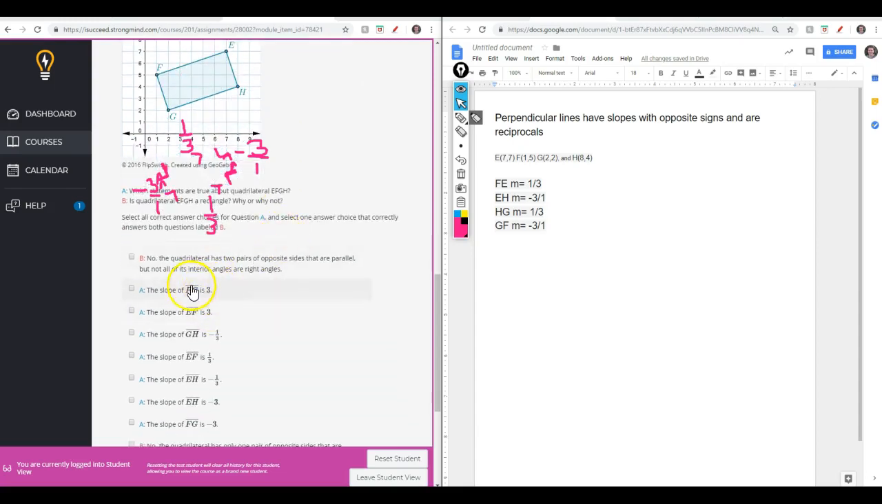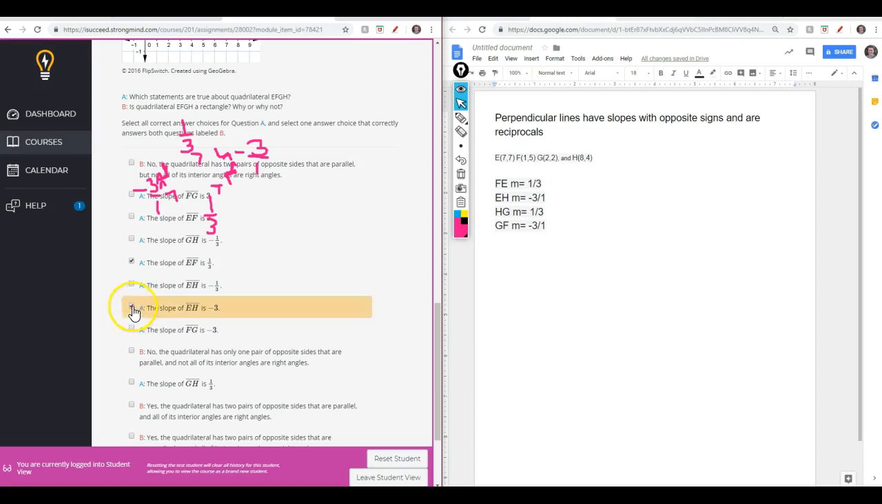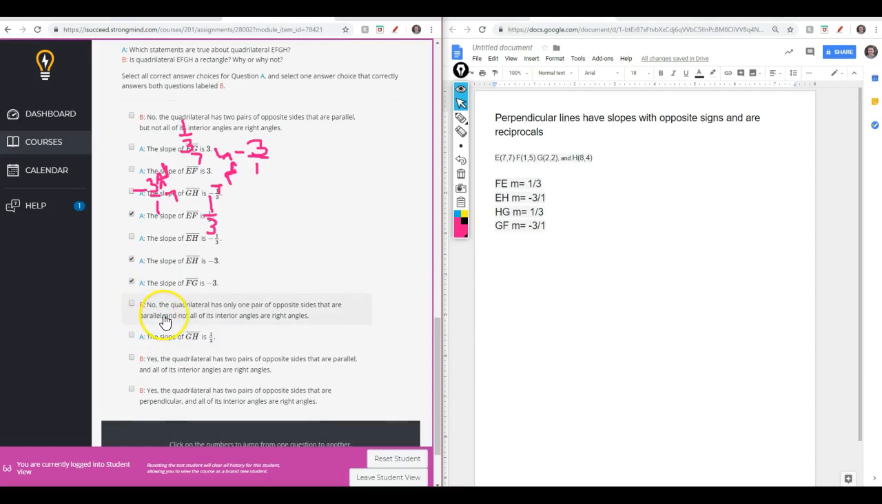So now I'm going to be looking at the answer choices for the slopes. The slope of FG is -3, so that's a no. EF is 1/3, so that's a no. GH is +1/3, so that's a no. EF is 1/3, yes. The slope of EH is -1/3, no. The slope of EH is -3, yes. The slope of FG is -3, yes. B, no. That's not right because it is a rectangle. The slope of GH is 1/3, yep.